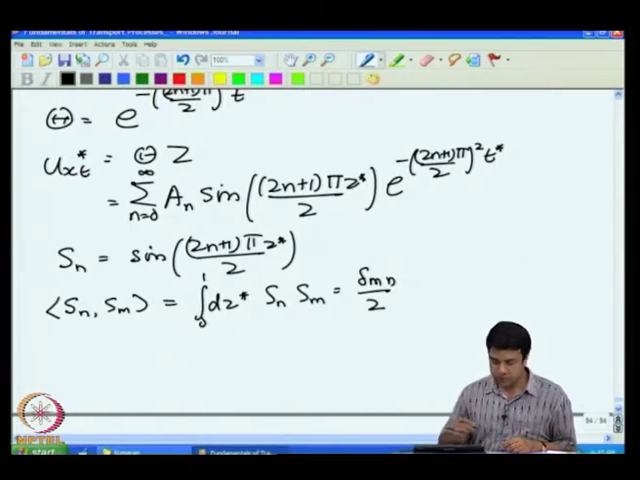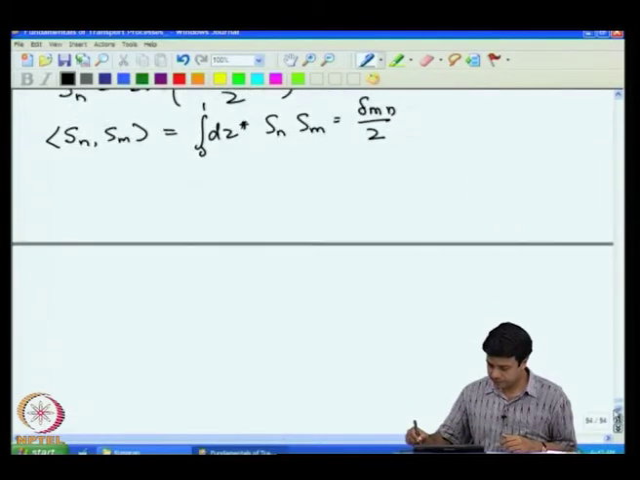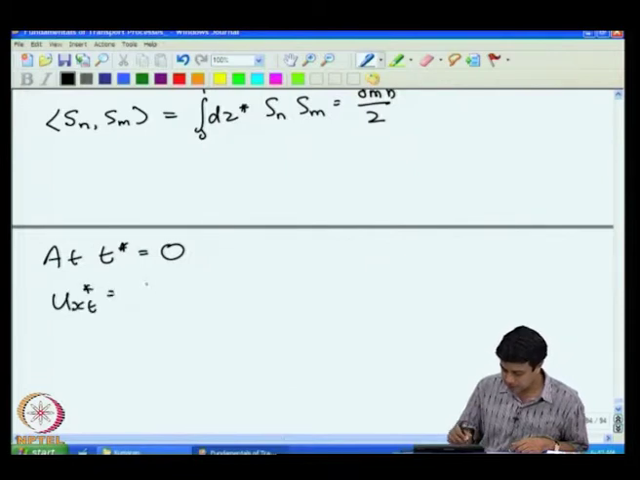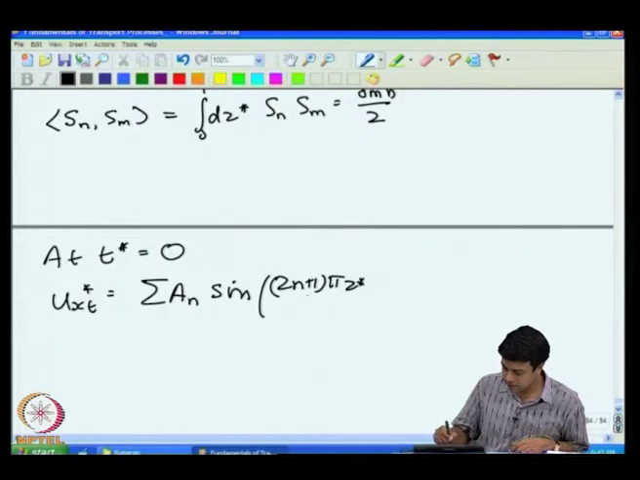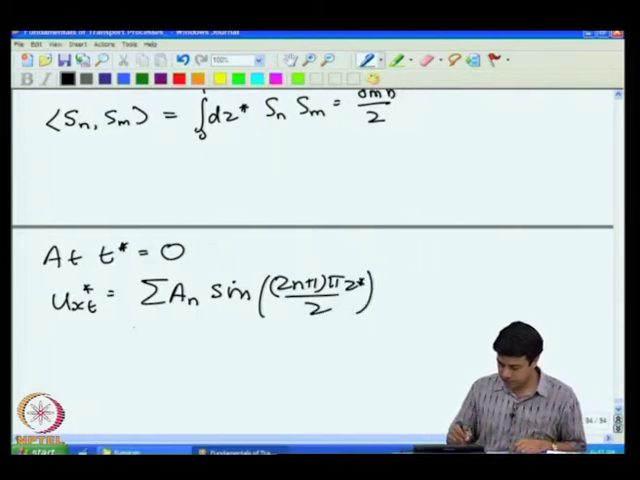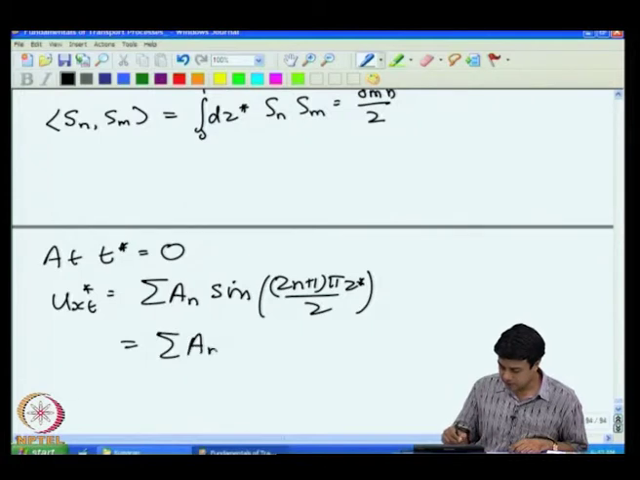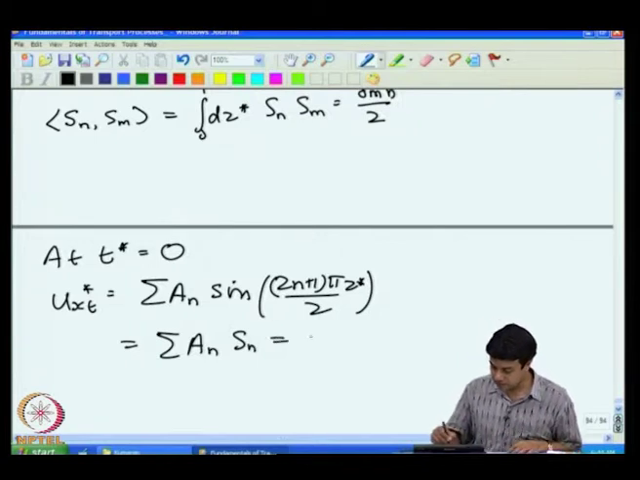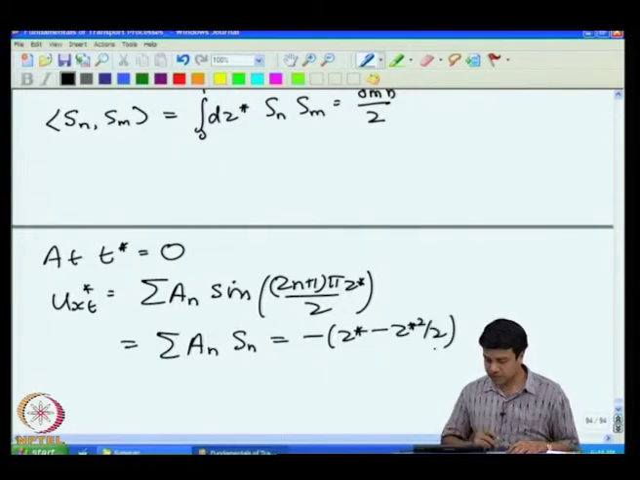So, now I have to use the orthogonality conditions at the initial time t equal to 0. At t star equal to 0, u_x(t) is equal to the summation of a_n sine of (2n plus 1) pi z by 2, which is equal to the summation of a_n times S_n. That is equal to minus of the steady solution, which was minus of (z minus z square by 2).